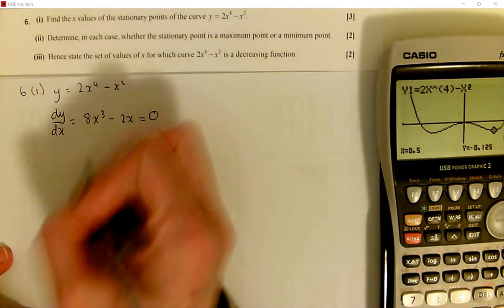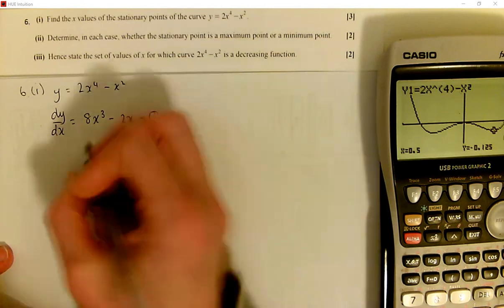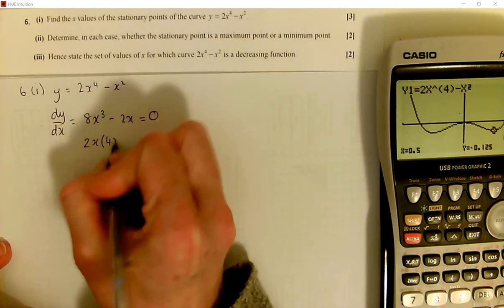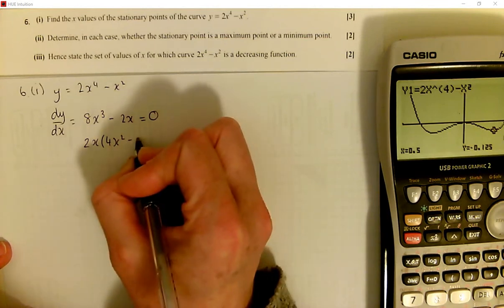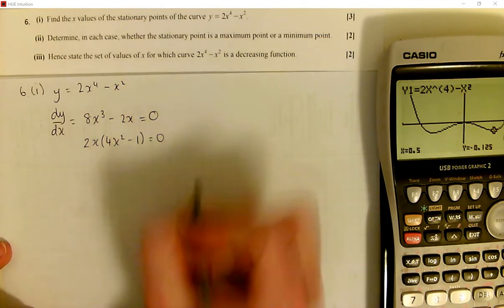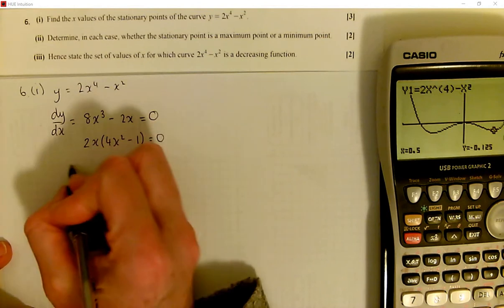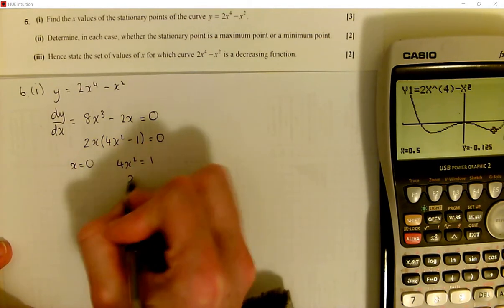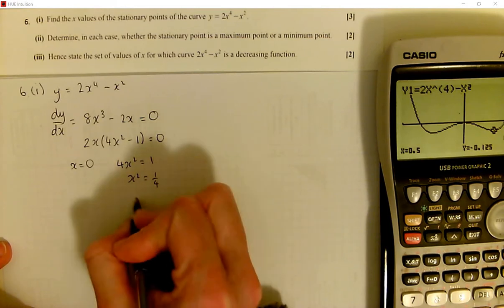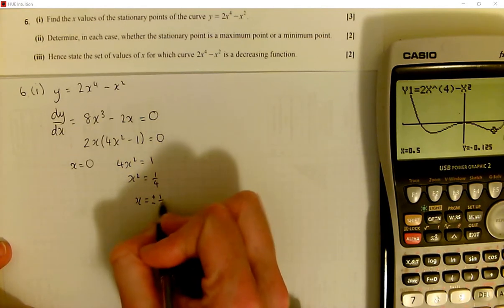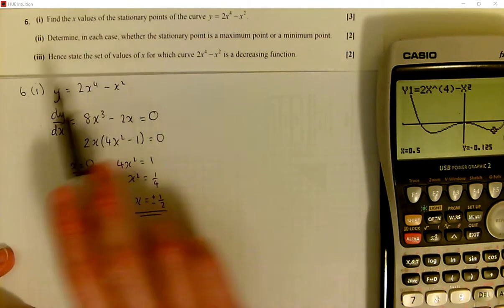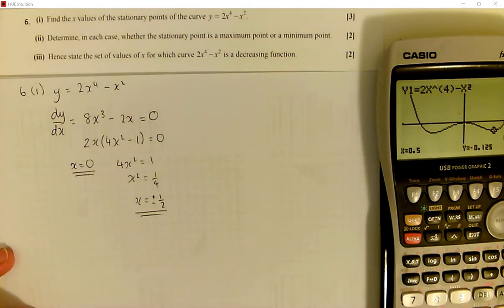So again, you could use your calculator to solve it, and indeed we have. Okay, but I'm going to do it by hand here, just in case you want to know how it works. Okay, so I factorised. So that means that either x is 0 or 4x squared is 1, which means x squared is a quarter, which means x is plus or minus a half. Okay, so we've answered the first question. We found the x values of the stationary points. Okay, let's look at part 2.